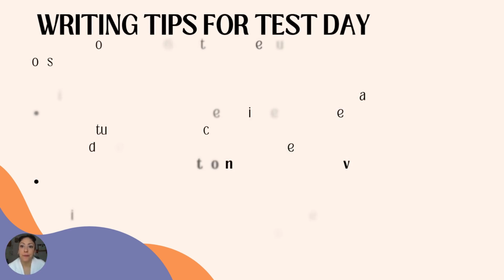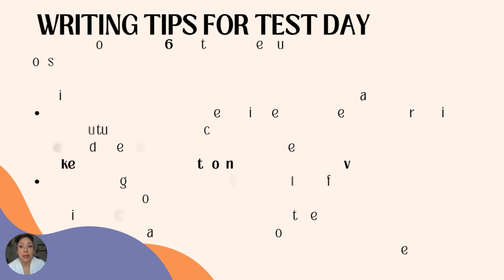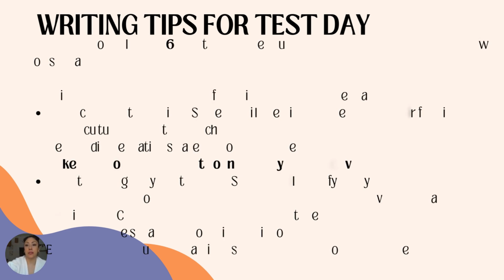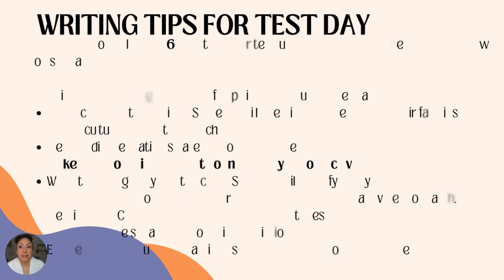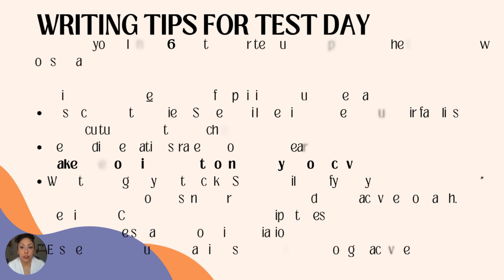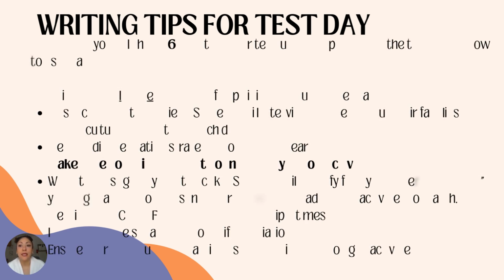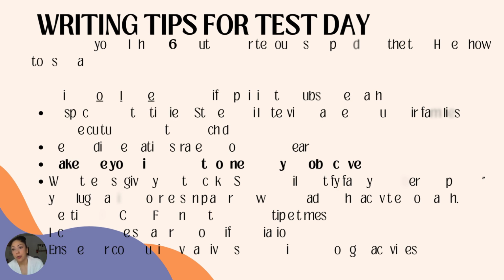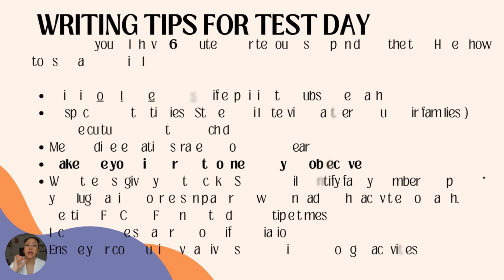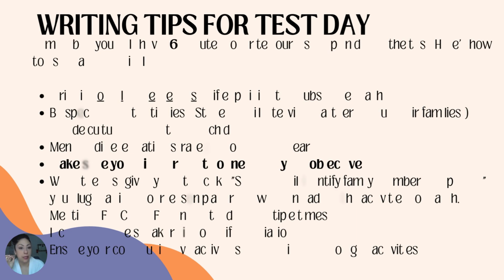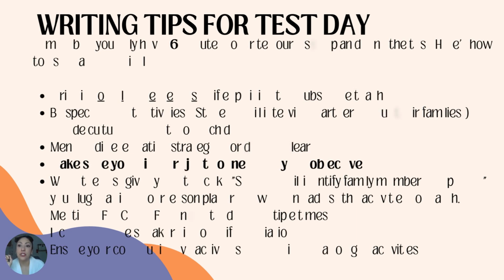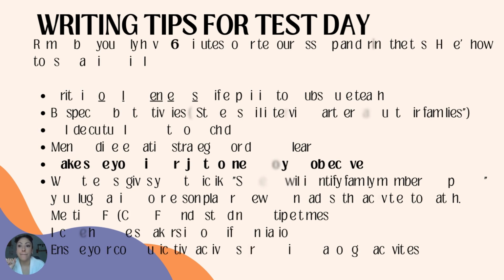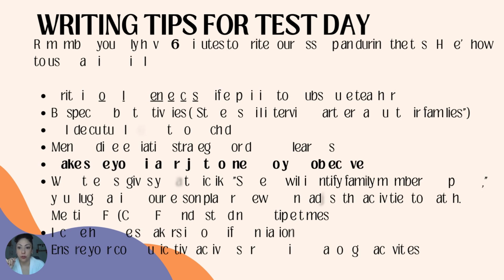Writing tips for test day. Remember, you only have 16 minutes to write your lesson plan during the test. Here's how to use that time wisely. 1. Write in incomplete sentences, as if explaining to a substitute teacher. 2. Be specific about activities. For example, students will interview partners about their families. 3. Include cultural elements for each day. 4. Mention differentiation strategies for different learners. 5. Make sure your final project connects to your objective.